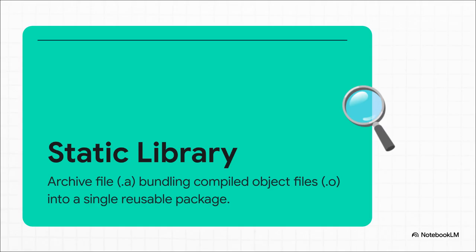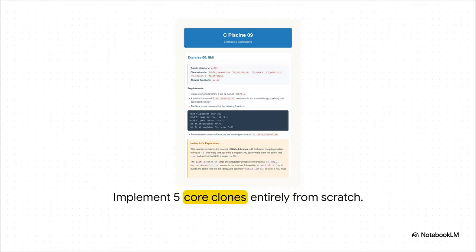It ends in .a and bundles a bunch of compiled object files, those are your .o files, into a single highly reusable package. This is a massive time saver. Instead of compiling your favorite functions from scratch every single time you write a new program, you just carry this compiled toolbox with you. So, what exactly is going inside this toolbox?